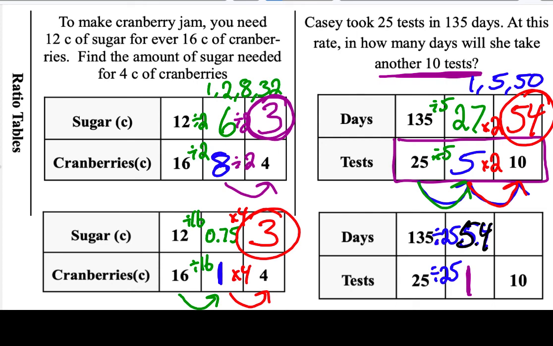So I treated them both equally. Then to go from a 1 to a 10, I have to multiply by 10. So I do the same thing to this number. 5.4 times 10 is 54. Notice I got the same answer both times. So both of them are perfectly fine as long as I have all my work there. But the goal is trying to get from that first number to that last number using multiplying or dividing.